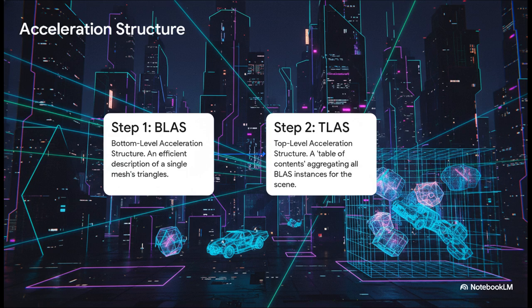A bottom-level structure, or BLAS, is built for each individual object. Then, a single top-level structure, the TLAS, organizes all those individual objects. It's basically a table of contents, so when a light ray is fired, this structure tells it exactly where to go, which means it doesn't have to waste time checking every single triangle in the entire scene.